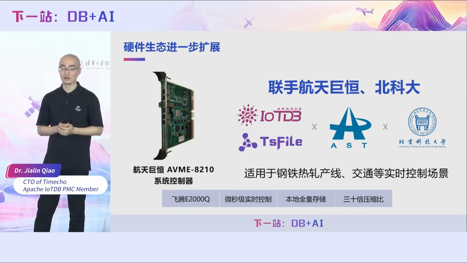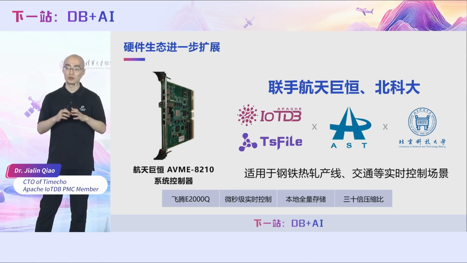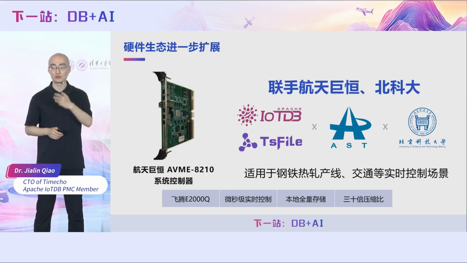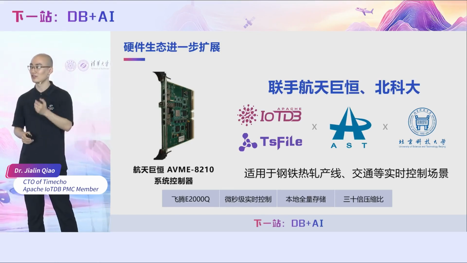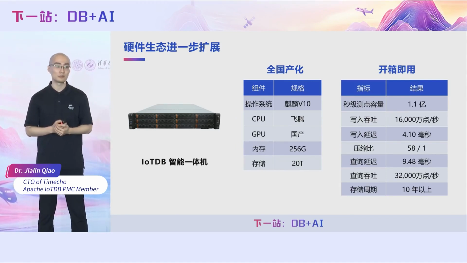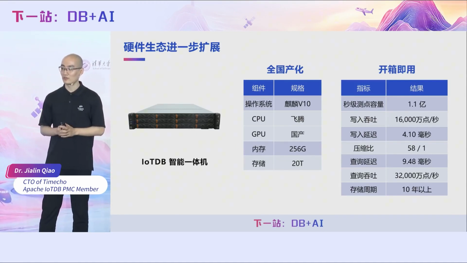With this capability, users can now store their raw data directly on the board at the edge and upload it as well. This overcomes the previous bottleneck where they could only perform control at the edge, and all operational data was lost. All right, going a step further, we developed an intelligent, all-in-one machine with IoTDB.